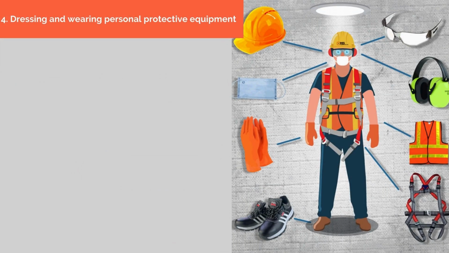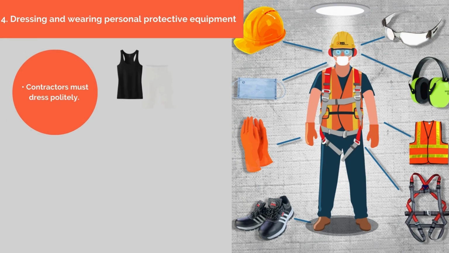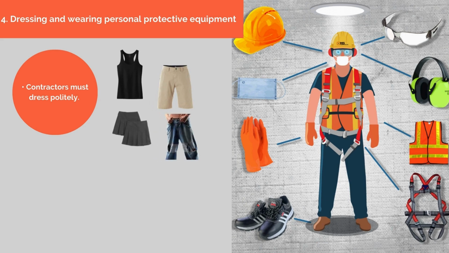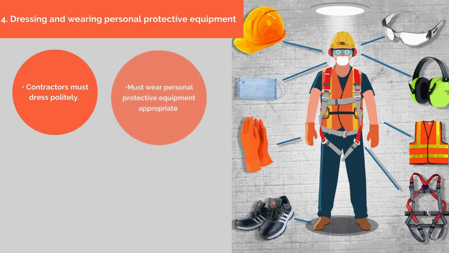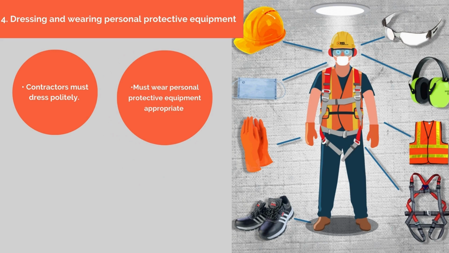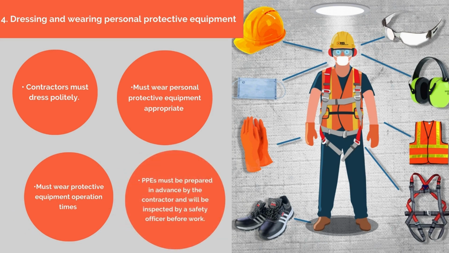4. Dressing and wearing personal protective equipment. Contractors must dress politely. Don't wear a tank top, shorts, torn pants, skirt, or slippers. Entering the factory area, you must wear appropriate personal protective equipment during operation times. PPE must be prepared in advance by the contractor and will be inspected by a safety officer before work.